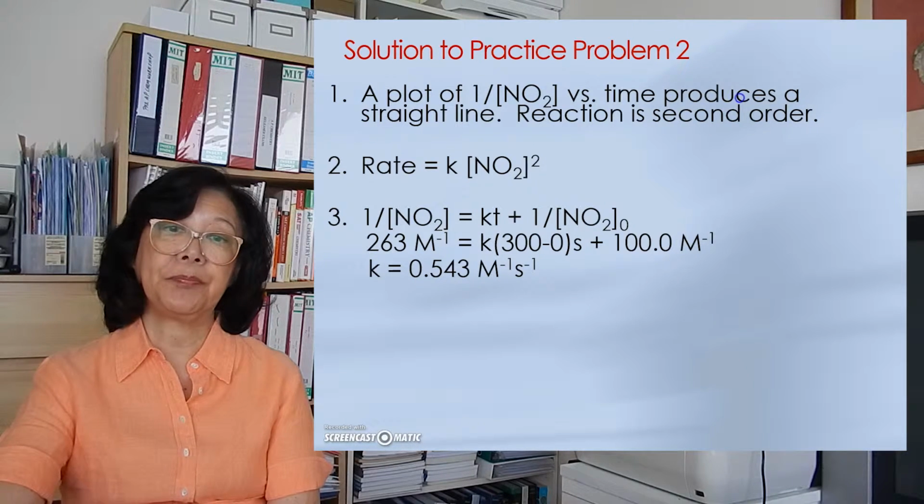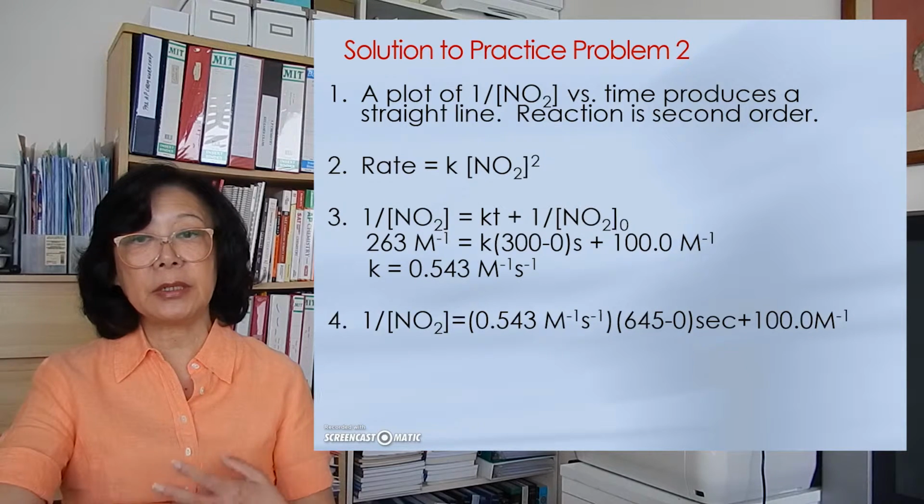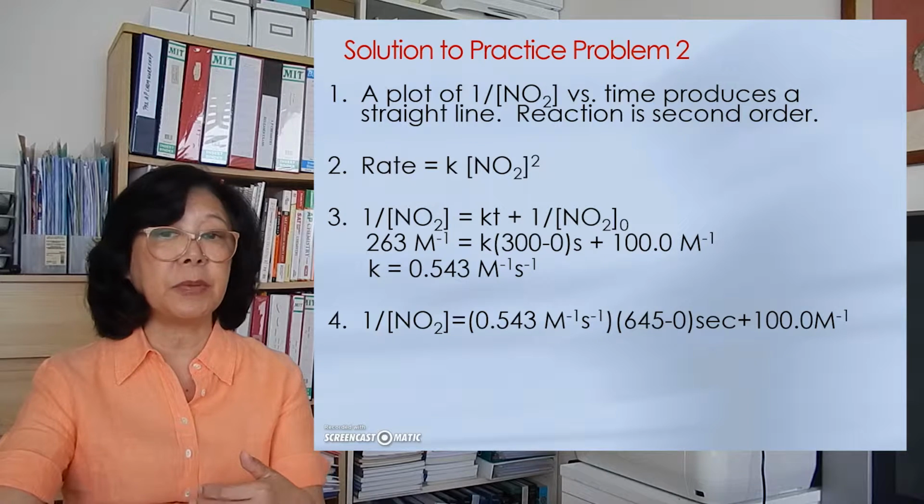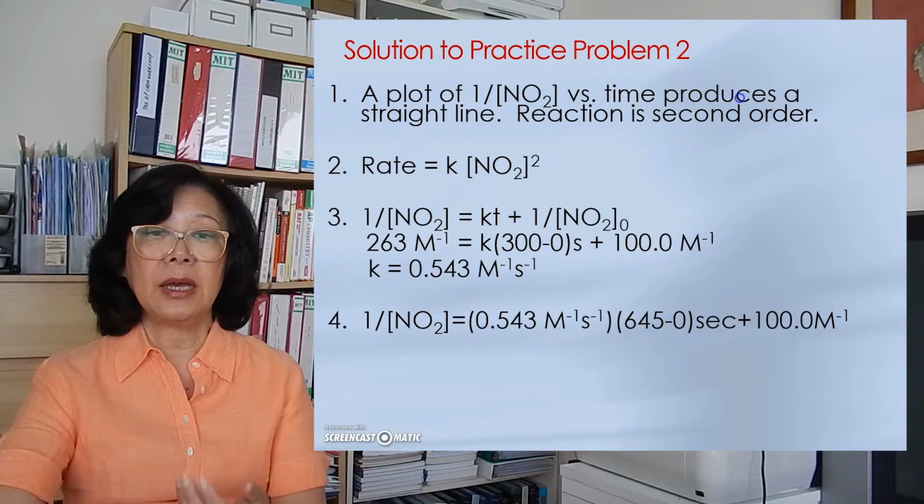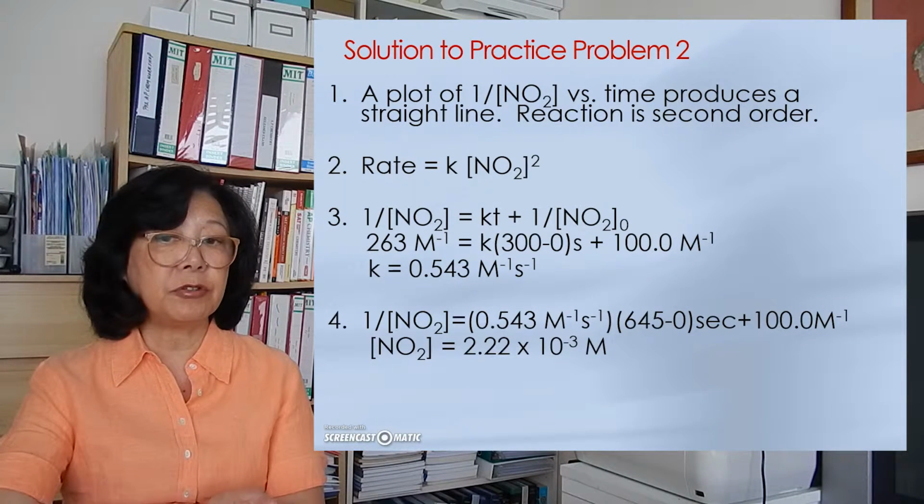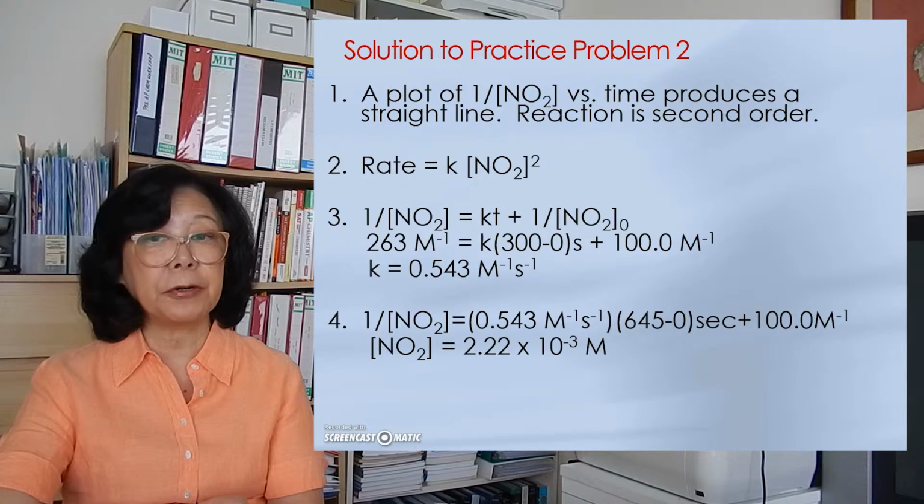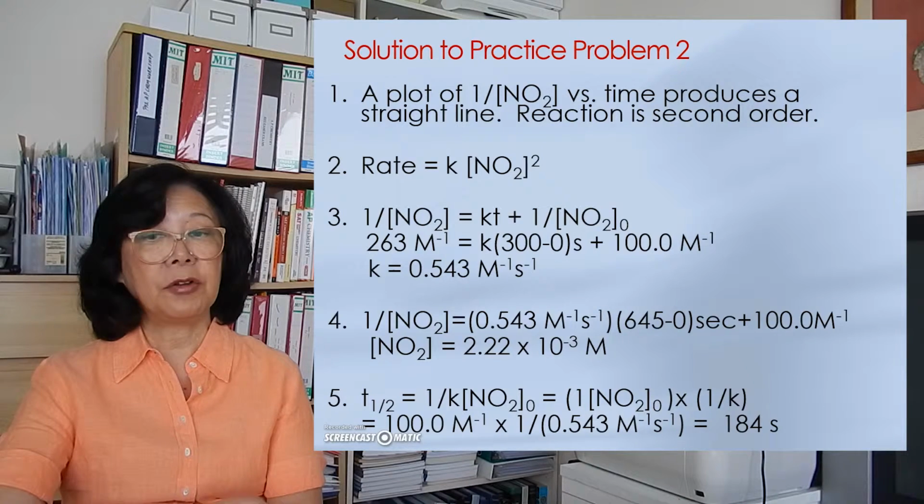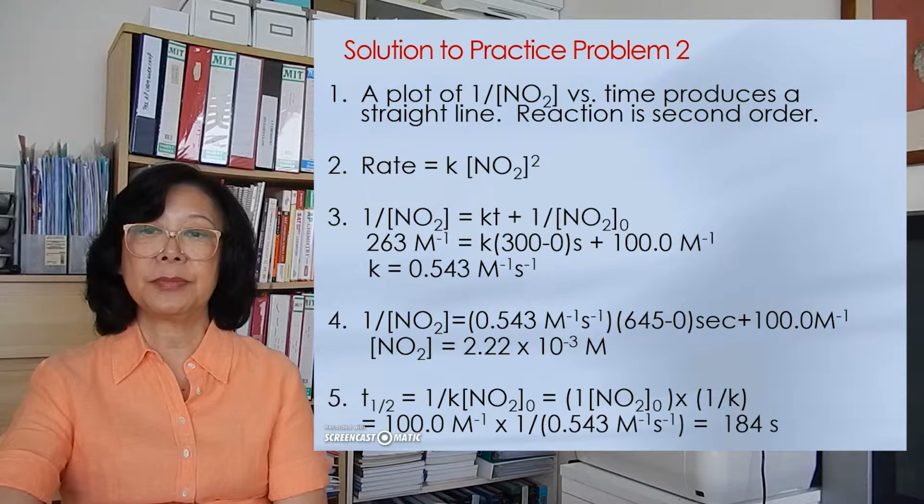second minus 1. And then determining the concentration of NO2 after 645 seconds, plugging into the formula of the rate constant K, we come up with 2.22 times 10 to the minus 3 molar. And the half-life is equal to 184 seconds.